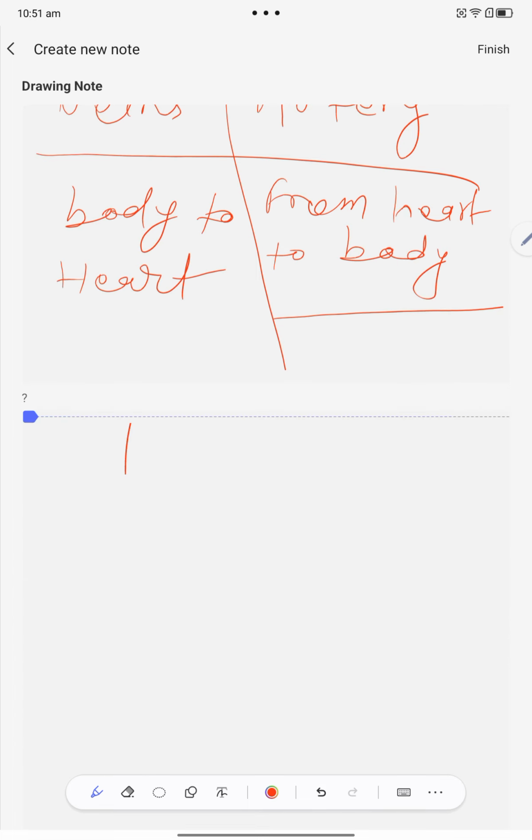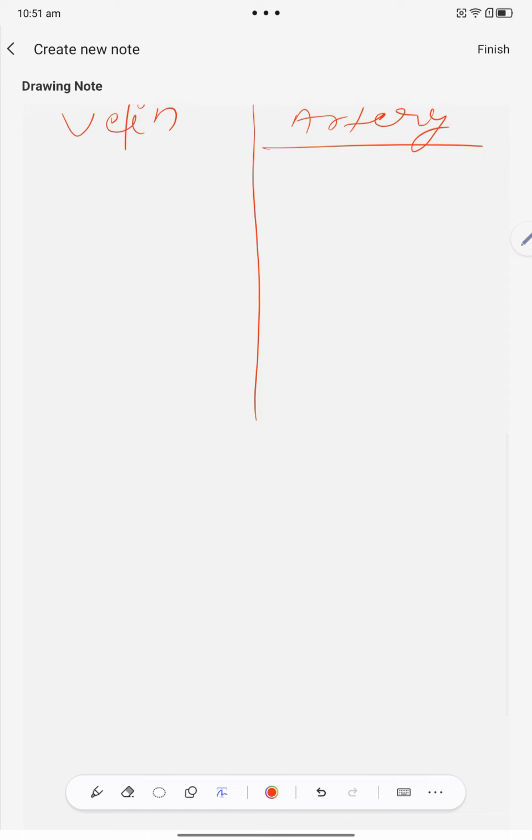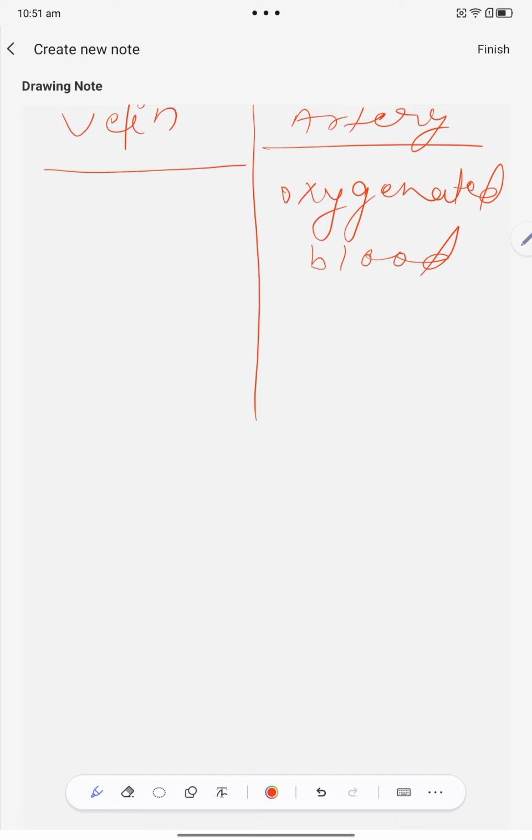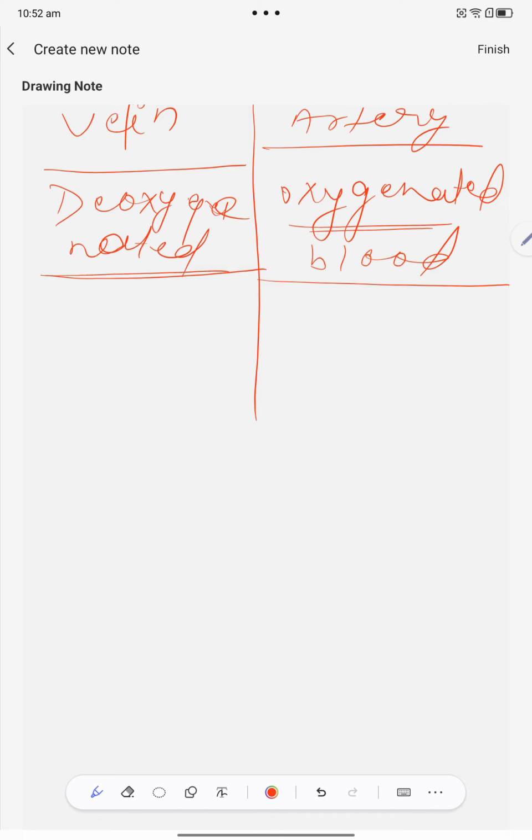The next one is, artery and veins. Artery carries oxygenated blood, whereas veins carry deoxygenated blood.